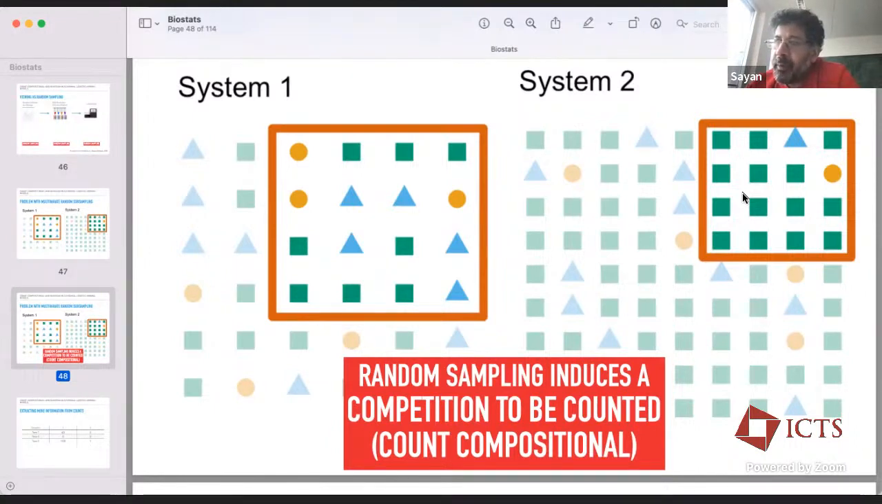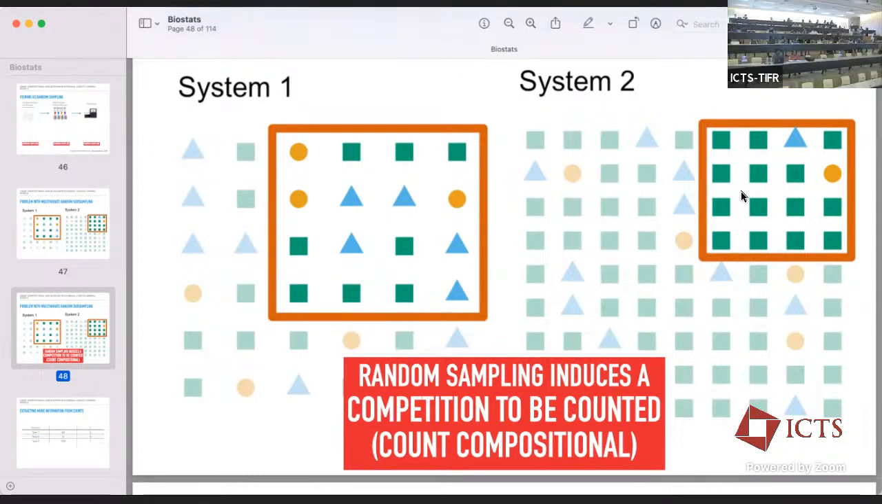The point I'm trying to make is when you sample things, and there is a competition between the objects, these are no longer IID. There is a compositional aspect of it. But there's also an extra problem, which is we don't know the total counts. So there's one more question here.